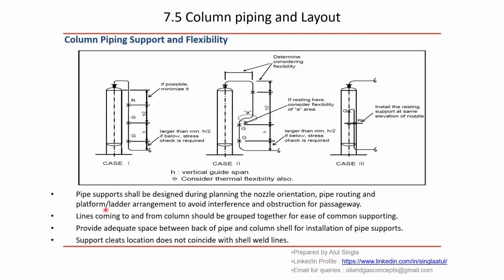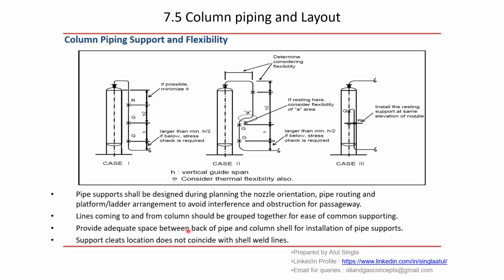Pipe routing and platform ladder arrangement should avoid interference and obstruction for passageways. Once piping is planned, interference is avoided and ladders are arranged, we can plan support locations. Lines coming to and from the column should be grouped together for ease of common supporting. If we are planning to support on this surface, we cannot have a staggered arrangement, one support for one line and another support for another line. We need to group all these lines together and plan a common support.